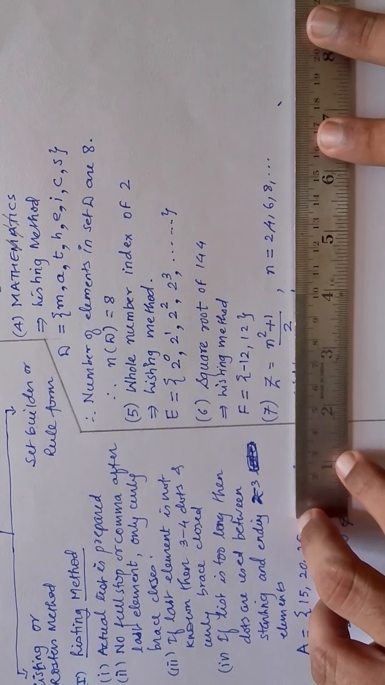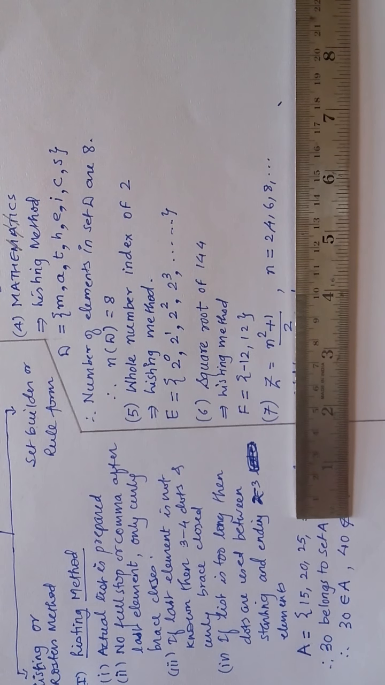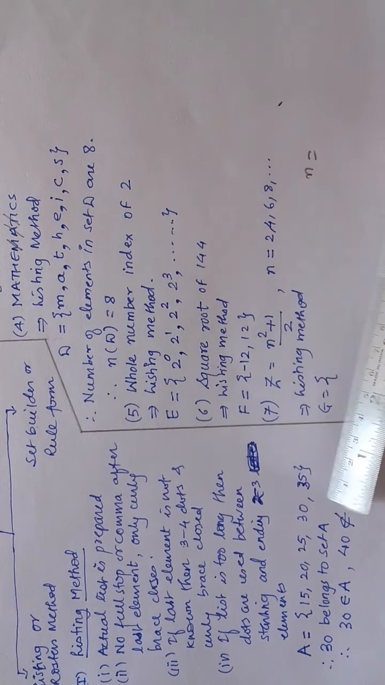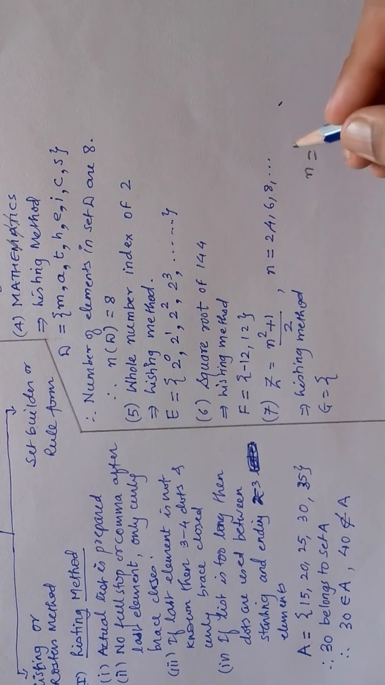Okay. Now I am taking one more question. See here, I have written it. Z is (n square plus 1) by 2. Now I cannot write what is the exact element unless and until I get the value of n. So that is mentioned. So n is 2, 4, 6, 8 and so on. Right? So the element I want to write, I will decide first.